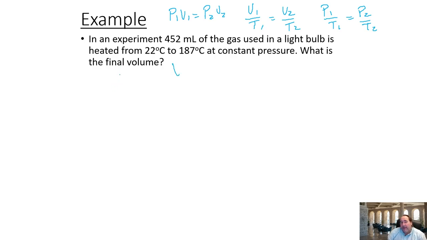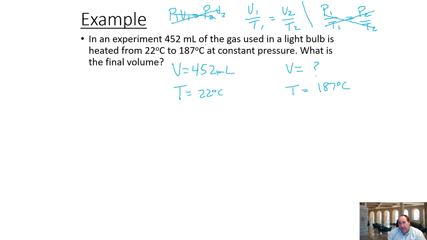So we have an experiment where we got 452 milliliters. It's heated at a temperature of 22 degrees Celsius to another temperature of 187 degrees Celsius. And we are looking for a volume. Well, clearly here we have no pressure, so that's not going to work, Boyle's or this guy. So that looks like a winner. And you could almost see Charles' Law kind of hidden in here. We kind of label it, maybe with the right numbers too.